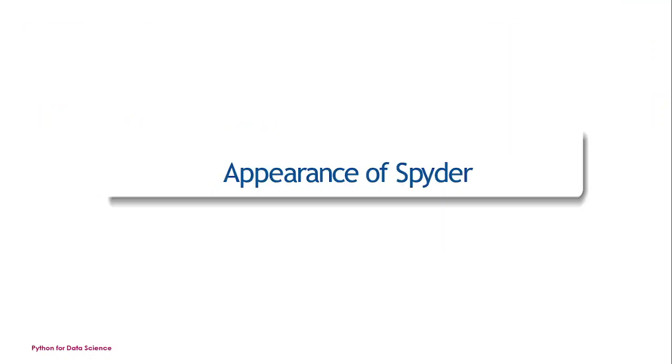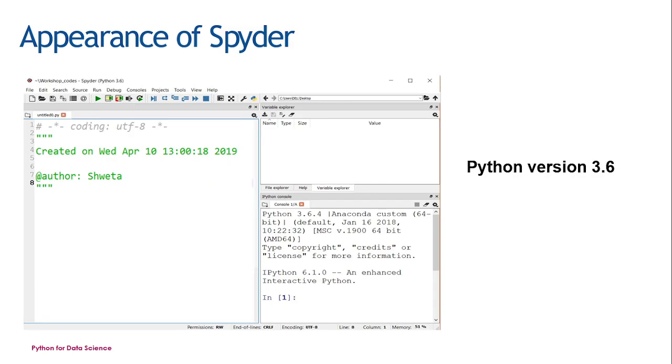Now, the appearance of Spyder. This is how Spyder looks, and the version that I normally used earlier was Python 3.6, but as of now I'm going with Python 3.12. So basically you have three different windows here. This is the main window of Spyder, and here you have the main coding area where you can write your code. This is the console window, and this is the variable explorer.